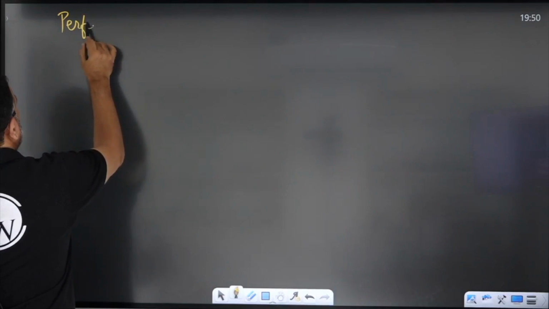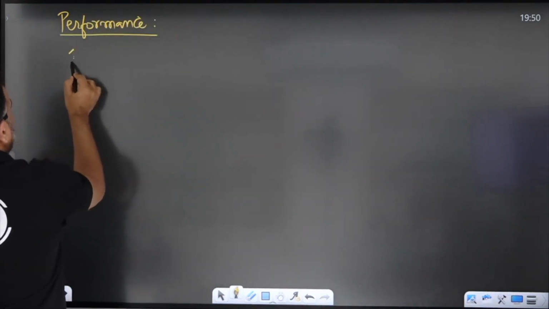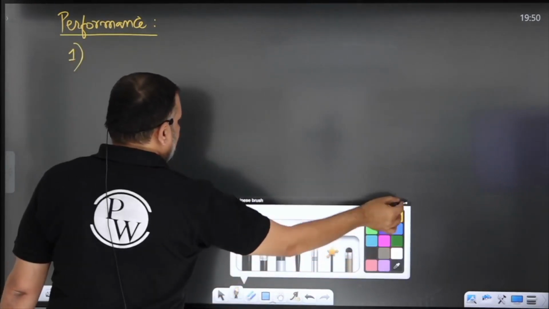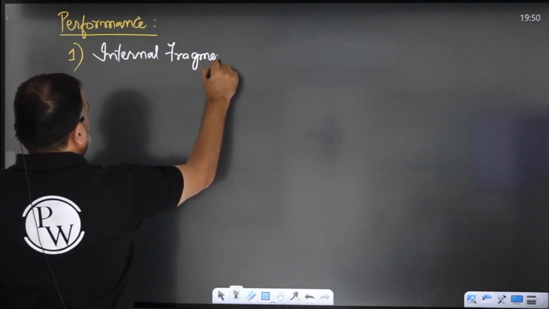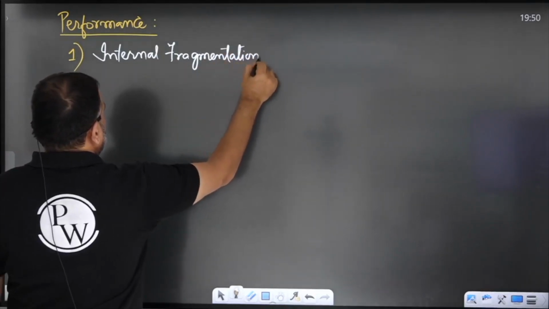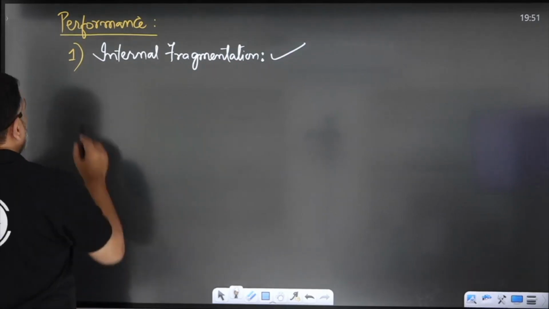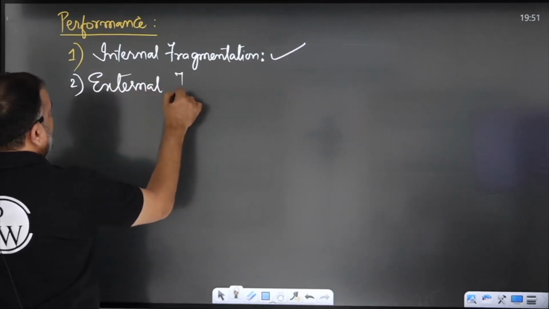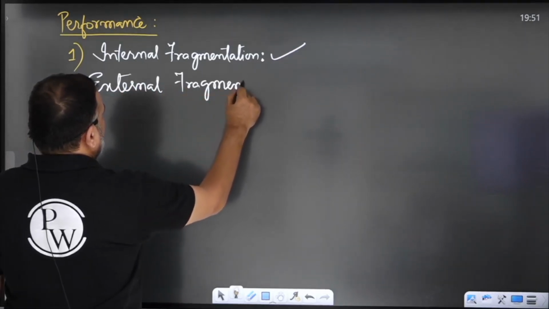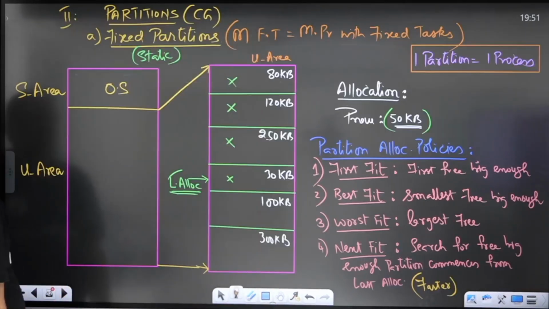So in regard to this, let us see the performance of fixed partitions. First point, as part of performance, can it suffer from internal fragmentation? Just now we visualized. Yes, it may suffer. Second, can it have external fragmentation? I have not yet defined what external fragmentation is, but I can give a simple idea. The actual definition will come shortly.